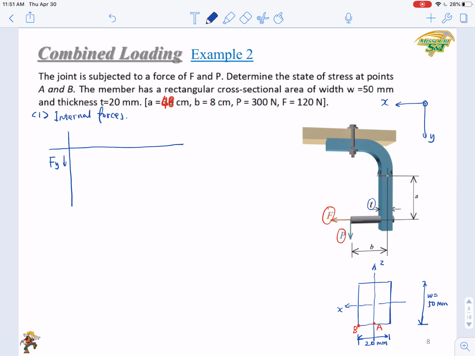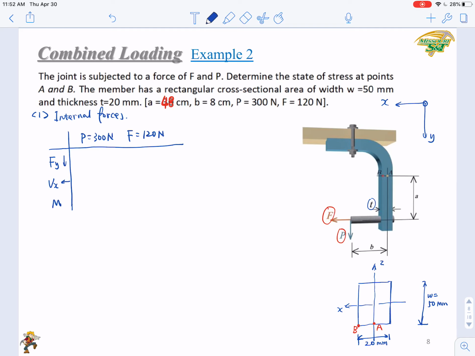And you can also have shear force in x direction. Let's call it Vx in x direction. And bending moment, right? You may have three types of internal forces. And you have two external loadings, P 300 Newton, F 120 Newton. Let's examine them one by one. Do you think the P will generate axial force along y direction?